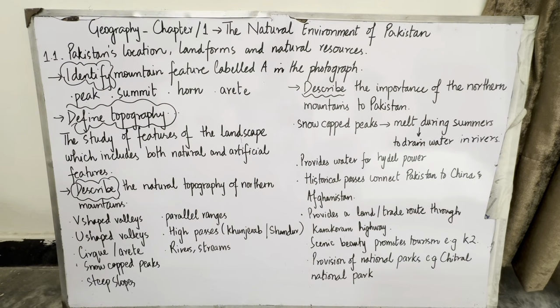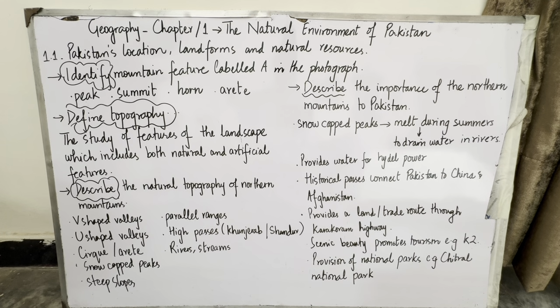As you have seen the picture, from the picture you will identify the mountain feature labeled A in the photograph. You need to be identifying any feature of the mountain that you have seen. So you can write it's a peak, it's a summit, it's a horn, and it's an arete. Arete is basically the narrow mountain ridge or the steep mountain ridge. It's also known for the steepness of the mountains.